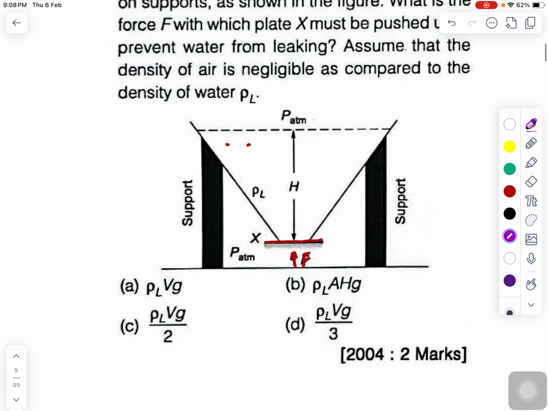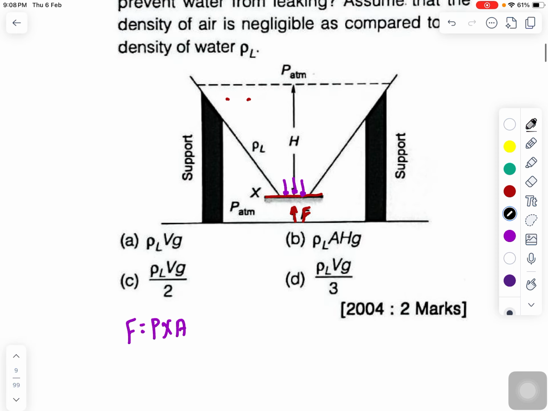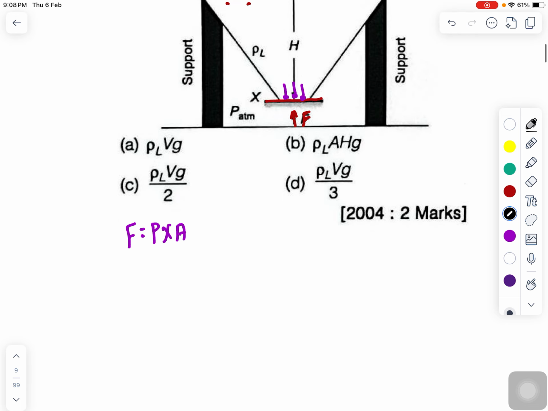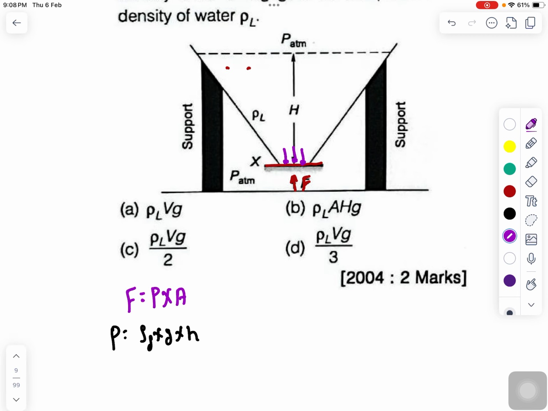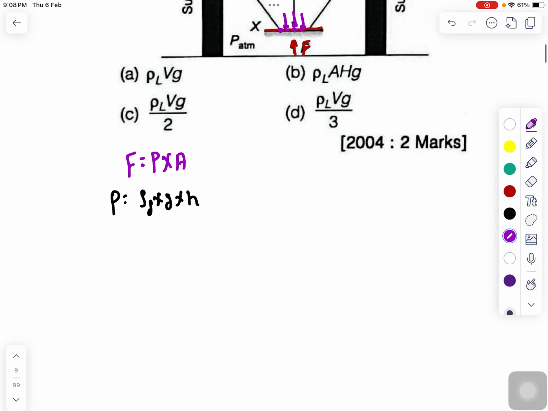Let's say the amount of force that you are applying from the bottom direction should be equal to the force applied by the liquid from the top direction. And what is the force applied by the fluid from the top? The force will be equal to pressure multiplied by area, right? And what is pressure here? Pressure can be written as density of fluid times g times height h, because this is a static fluid, and at any point at the bottom the pressure is going to be the same.